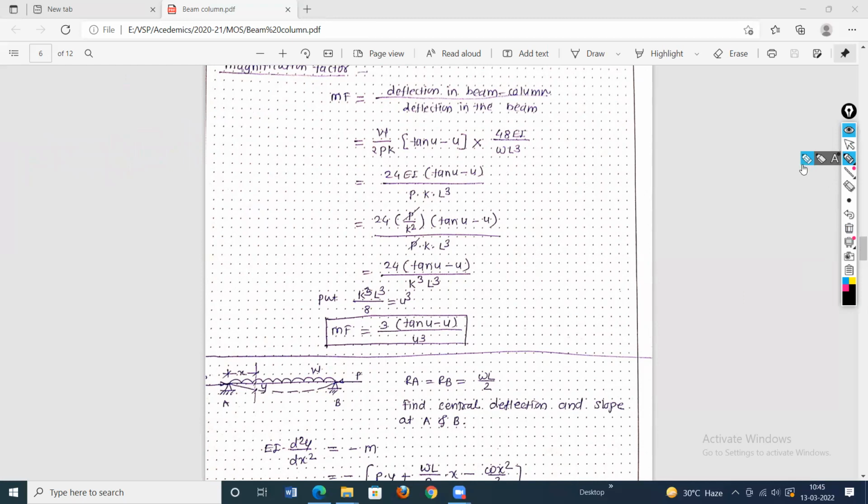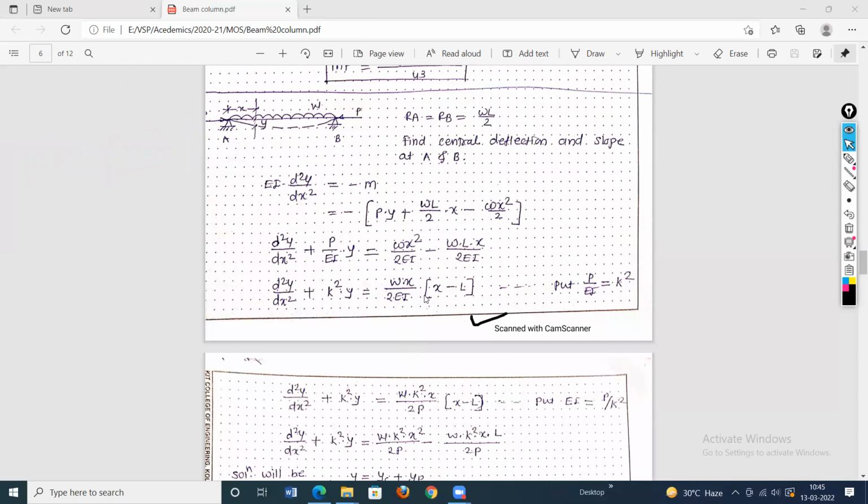So the magnification factor will be equal to this. Here one small u is there. This is just a replacement for the term k cube divided by L into L cube divided by 8, which is replaced by the u term. So this is the magnification factor.